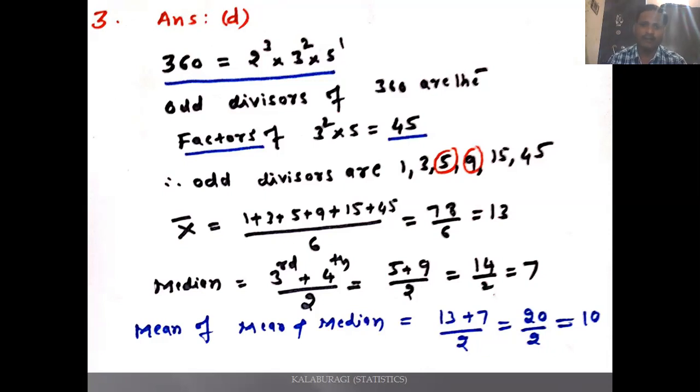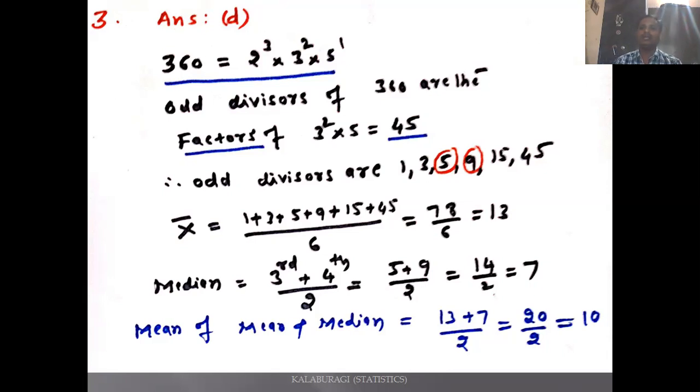Similarly, we find the median. The total number of data is 6. So to find the median we divide 6 by 2, which gives 3. The median lies between the third and fourth elements, so it is the average of the third and fourth elements. The third element is 5 and the fourth element is 9, divided by 2. 5 plus 9 is 14, divided by 2 is 7.